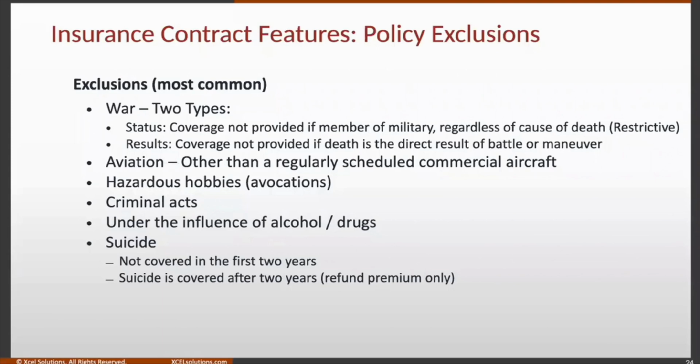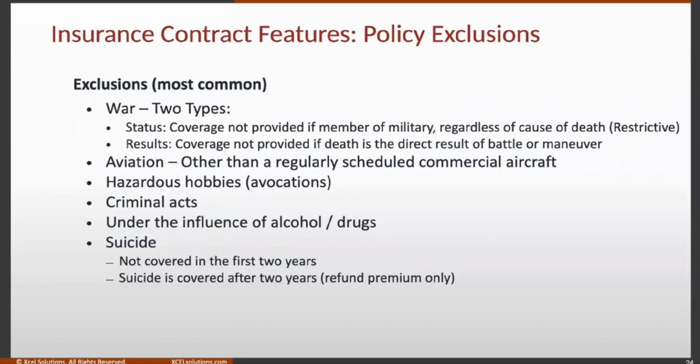The less restrictive of the two is what we call the results war clause. Here, coverage is not provided if death is the direct result of battle or maneuver. But if the person were out on furlough this time and got killed in a car accident, and their life insurance policy had a results war clause in it, then it would cover the death of that individual. So it is a more lenient war clause used in some life insurance policies. It would cover the cause of death as long as it is not related to their military maneuvers.